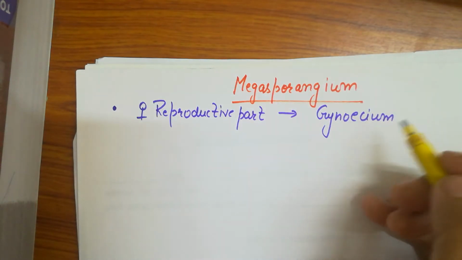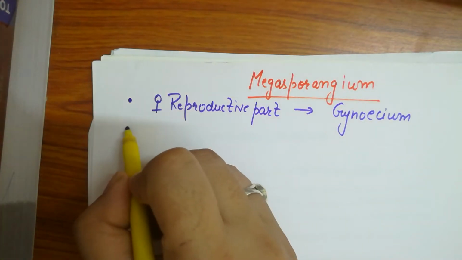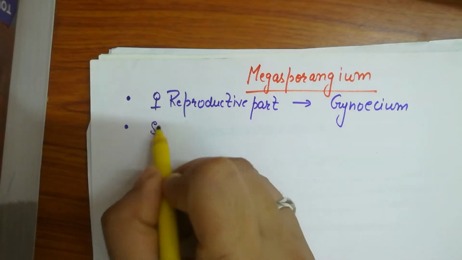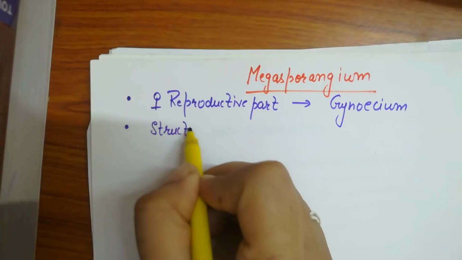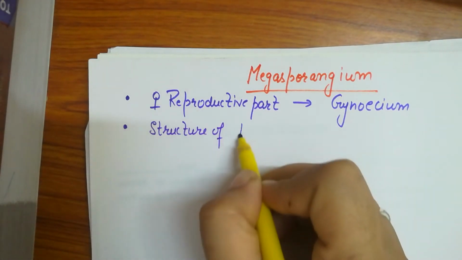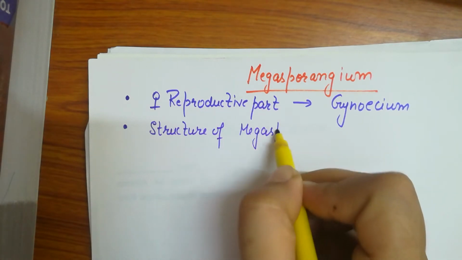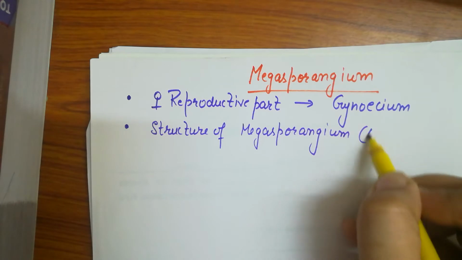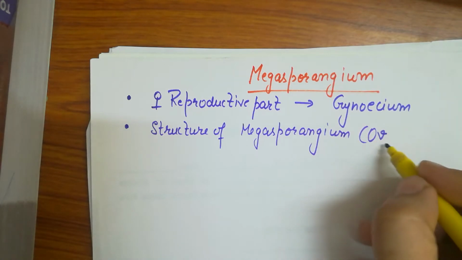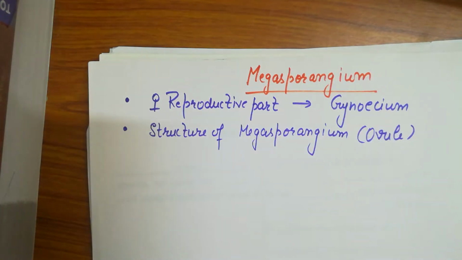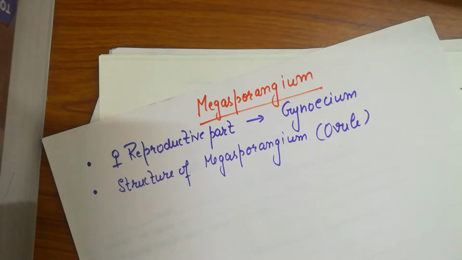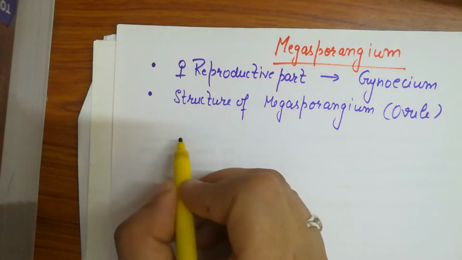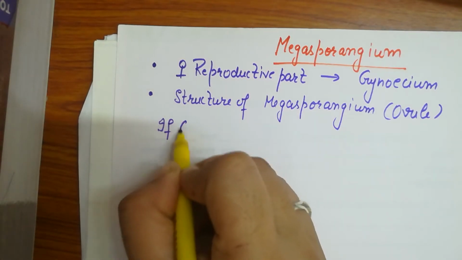And second, we have to discuss the structure of the megasporangium, which is also known as ovule, right? So what we are going to discuss today is the detailed structure of ovule.